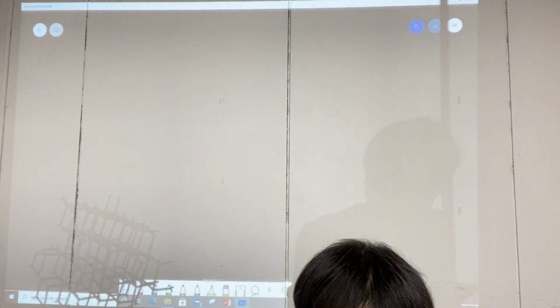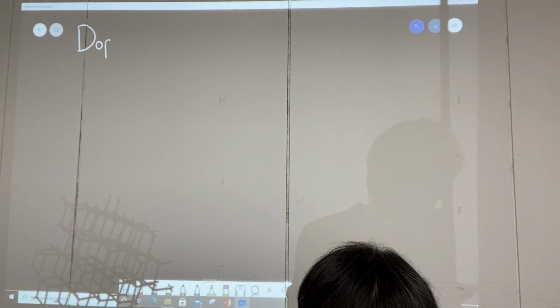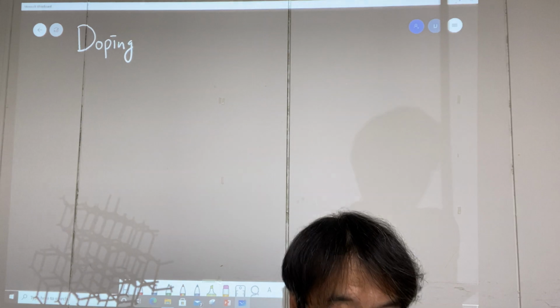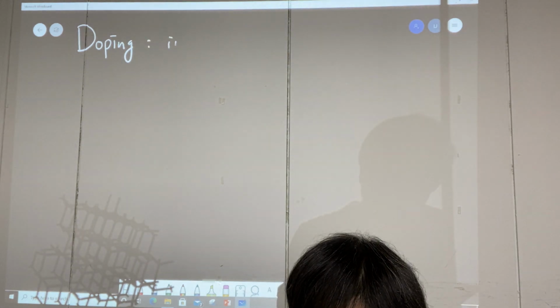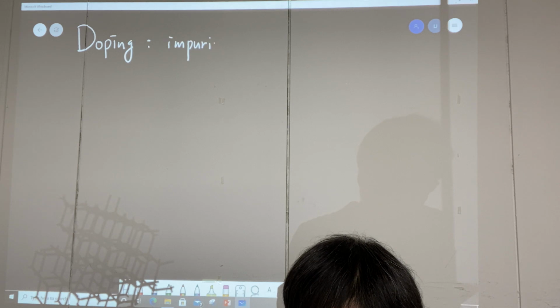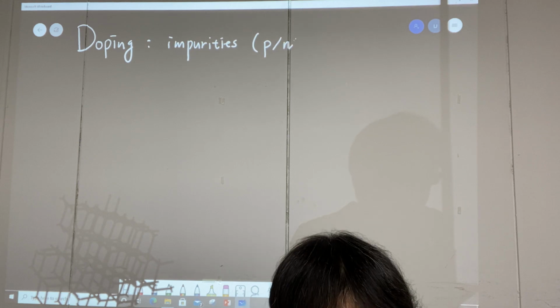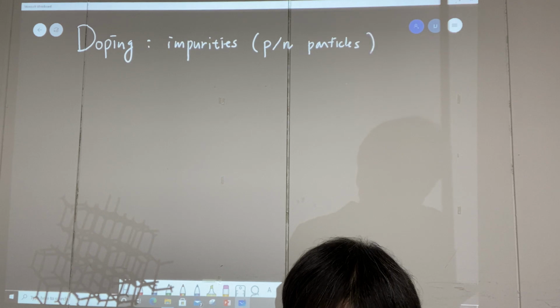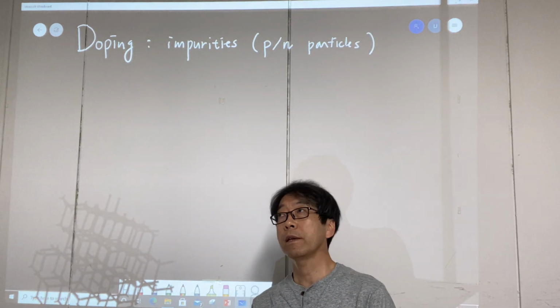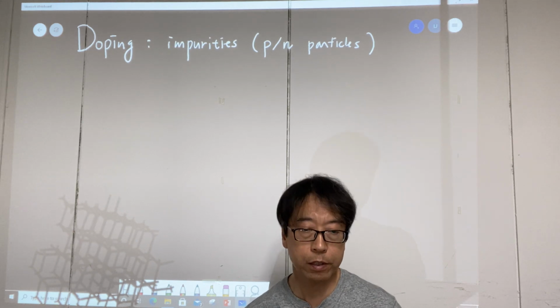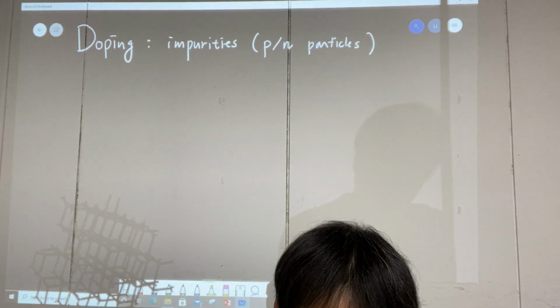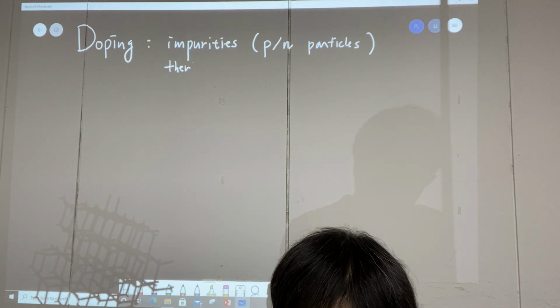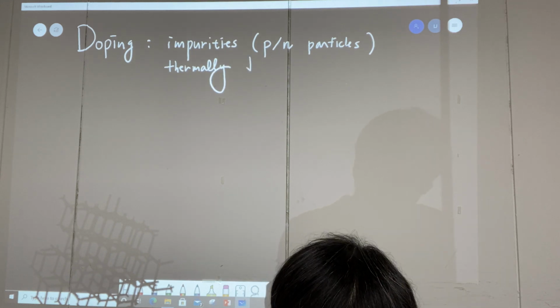Well, diffusion doping. It's a process by which the impurities, such as P or N particles, such as, well, P is like boron, N is like phosphorus, will thermally, driven by temperature, again, at high temperature, diffuse.